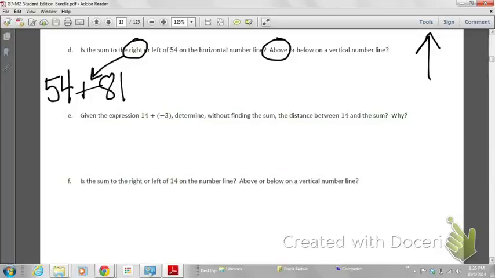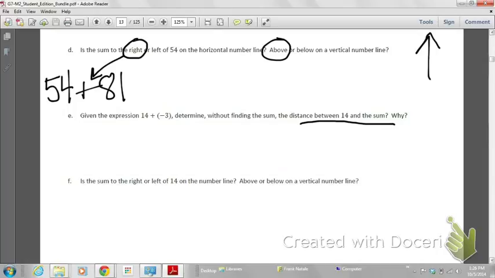All right. Here's a new expression: 14 plus a negative 3. Determine, without finding the sum, the distance between 14 and the sum, and then tell me why. I'll pause here, and please try to come up with a pretty decent explanation if you can.